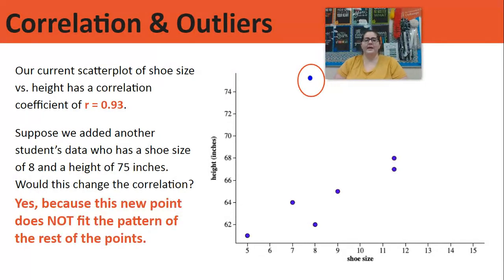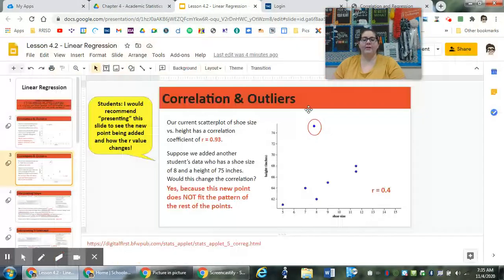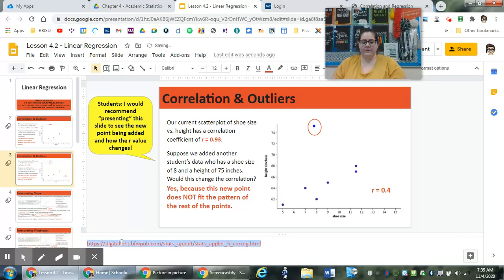This point does not fit the pattern of the rest of the points. This is a much smaller shoe size for that height than we would expect. So that point right there probably will change the correlation because it doesn't follow the pattern. In fact, our correlation coefficient ends up being 0.4. So all because of that one point, we ended up with a much, much weaker correlation. So outliers that are above and below and don't fit the pattern of the data can end up having a pretty big effect on the data.